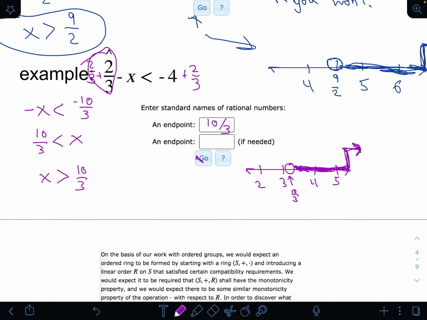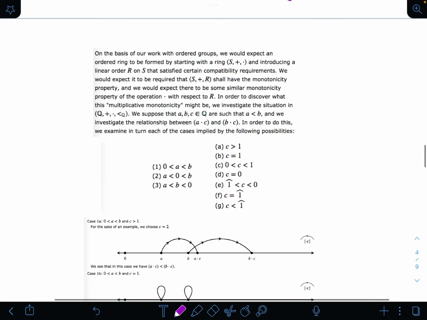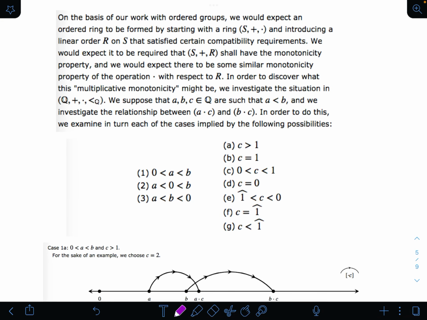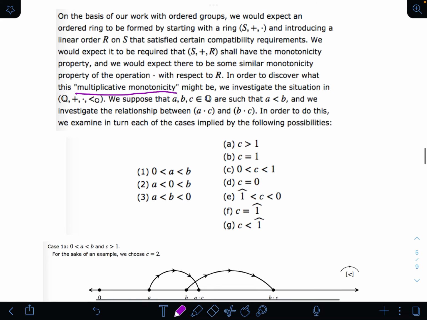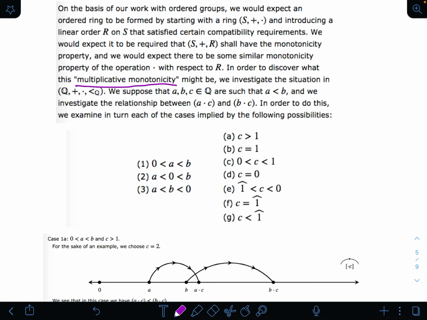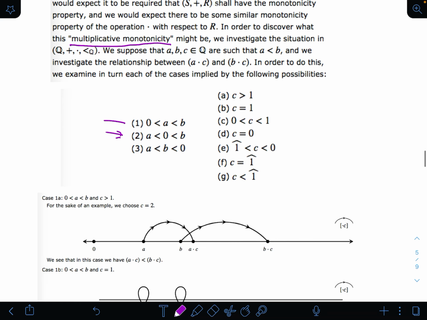All right. So let's move on to the next section here. The next section talks about how multiplicative monotonicity has different rules than addition had. In fact, I have all these different cases to explore as part of our exercises here. So one is where both values are positive, one where one's negative and one's positive, and one where they're both negative.